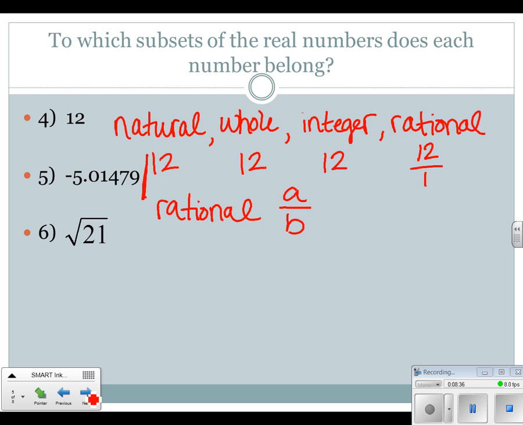The square root of 21. 21 was not in our perfect square list that we wrote up to 225. So 21 would be irrational.